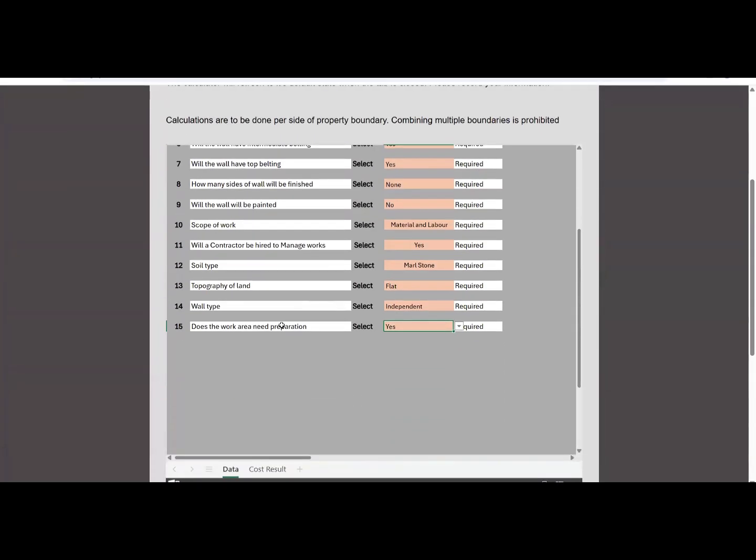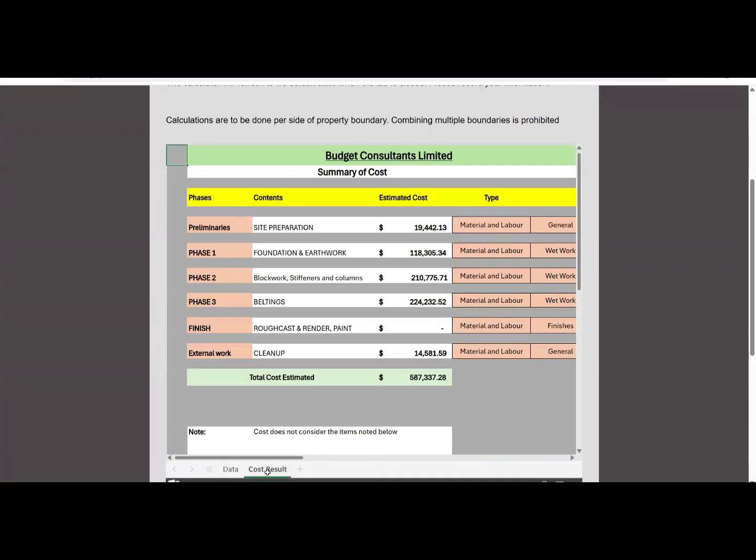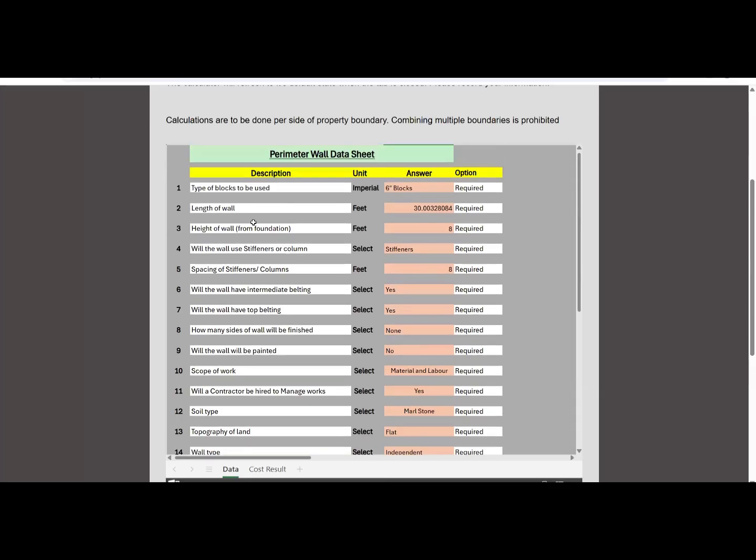Upon adding these 15 answers, I can go to the cost area and have an idea of what it would cost to build a wall at the back of this fence. So in this case, it is saying $587,337.28. And that is based on the conditions. Always remember the conditions under which a quotation is given. And I always advise to either screen print or copy this image as best as possible to ensure that you are clear with a customer when you present a cost.